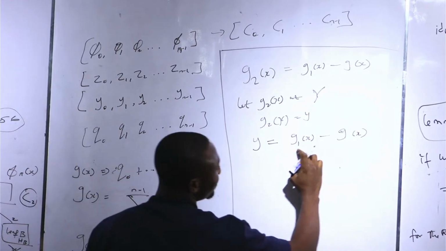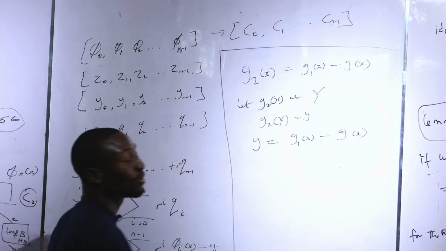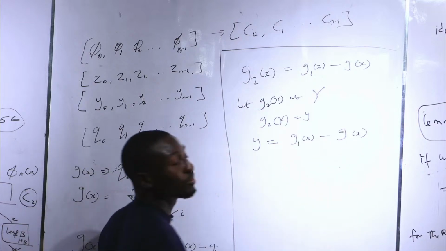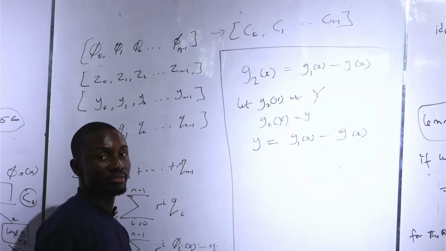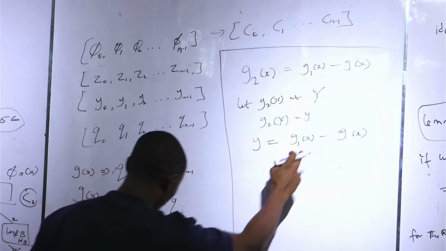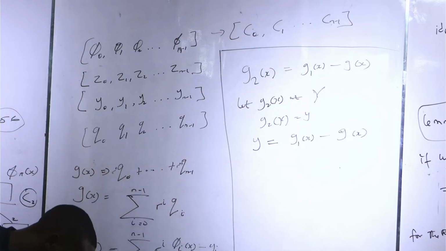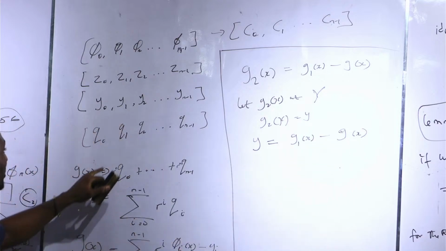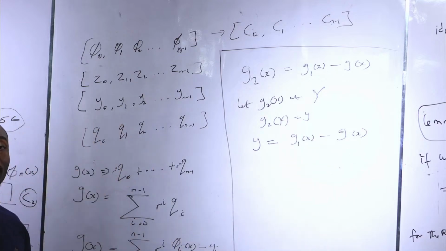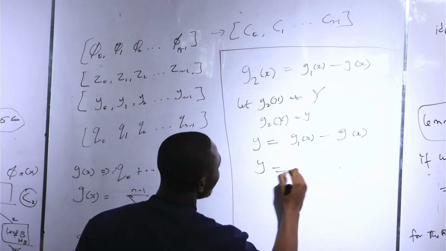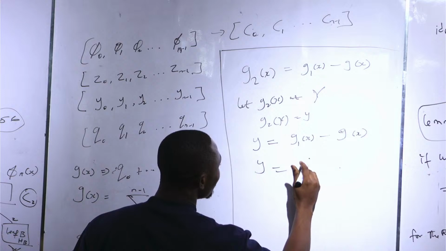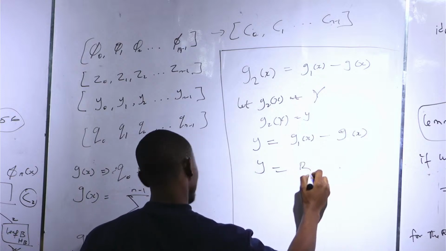Since we know that this portion, they are also polynomials, and we know the commitment to this, the commitment to this. The commitment to this g1 of x is what? This b. This g of x, that's the e that was provided by the prover. So we can say y equals what? Let's say, is it b? No.